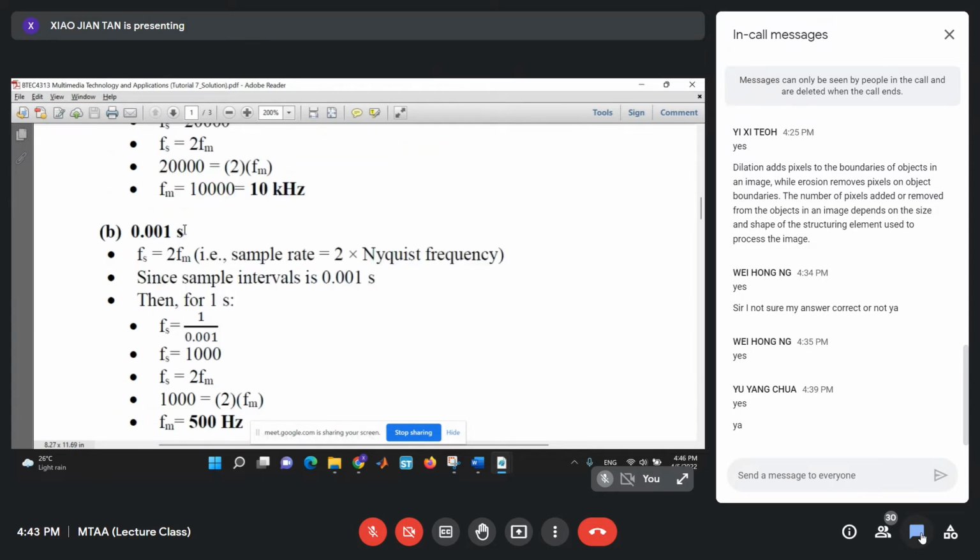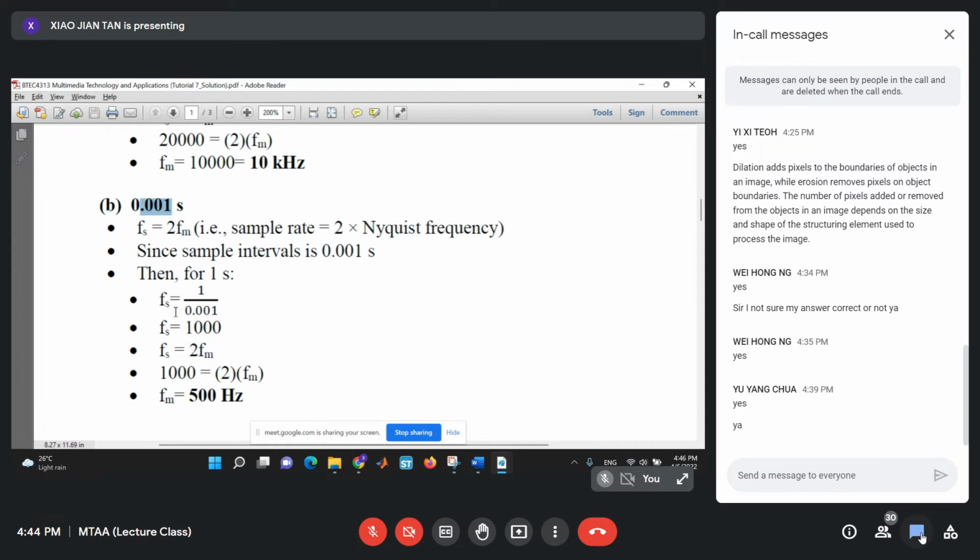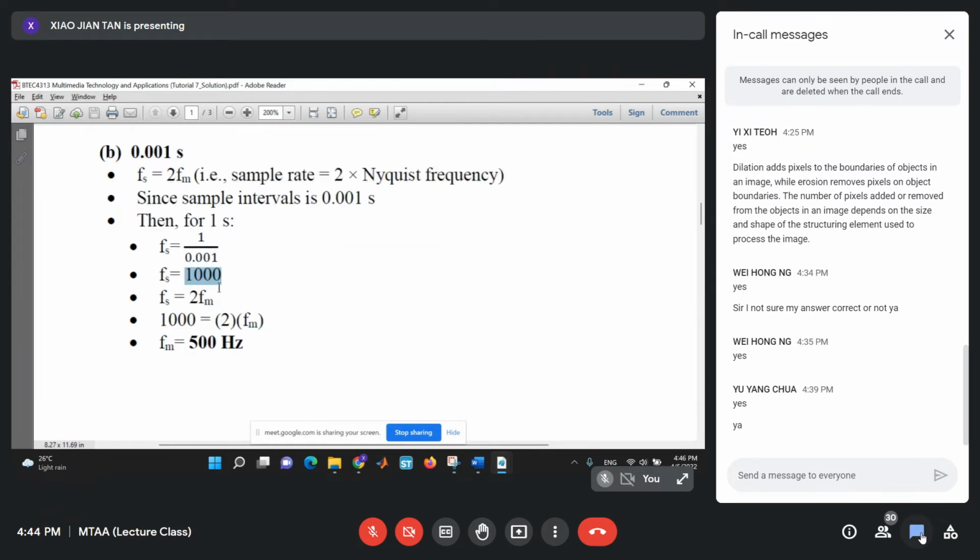And the other one is this one, I mean 0.001 second. So you have 0.001 second. First of all, calculate the sampling interval. So 1 divided by this one, you will get your 1K, which is provided. And then multiply by 2, put it into this formula and get your fm, which is 500 Hertz.